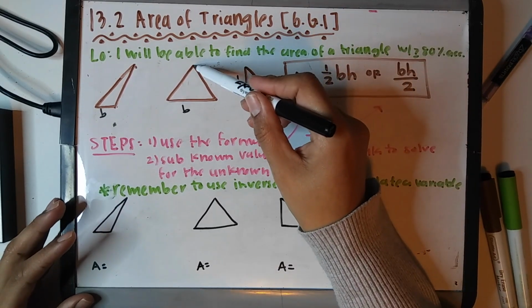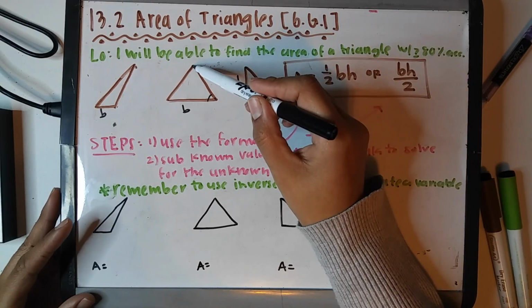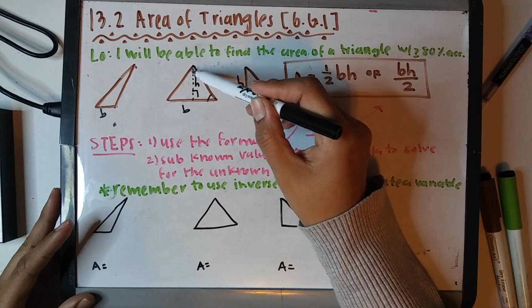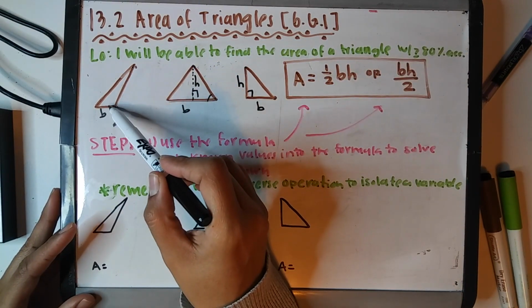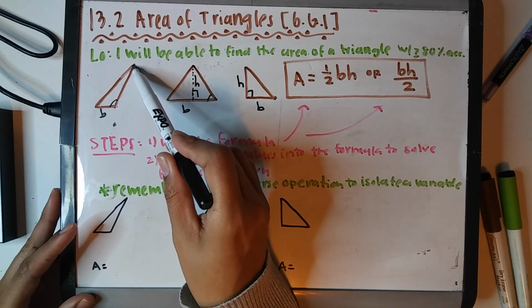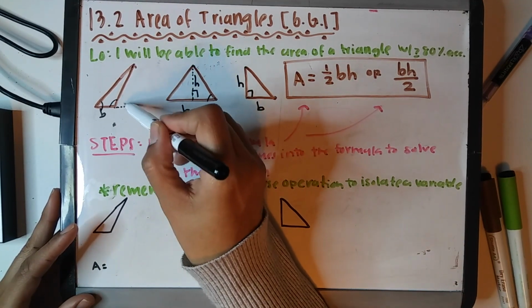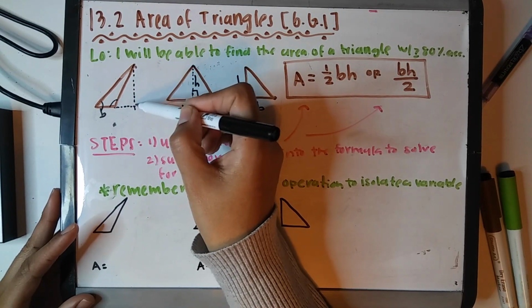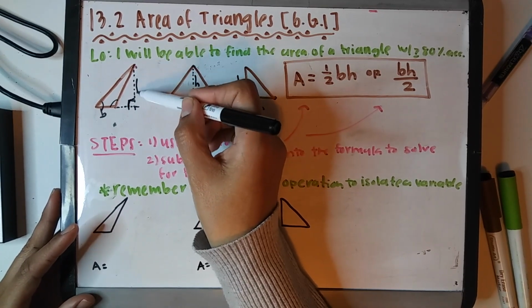This one, does this make a 90-degree angle with the base? No. So I'm gonna take the top and I'm gonna draw a line. This right here is my height. This one, is this a 90-degree angle with this one? No. What about this one to that? No. So I have to extend my base, and I'm gonna draw a line from the top of my triangle to that line, and this right here, a 90-degree angle, this right here is my height.